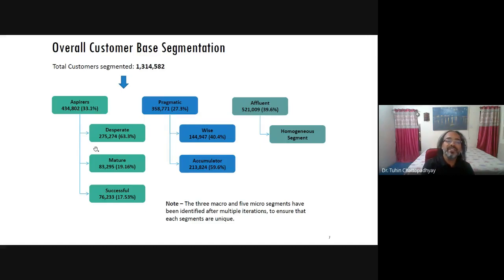First macro segment has got 3 micro segments: disparate, mature, successful. Second macro has got 2 micro: wise and accumulator. Affluent is a kind of homogeneous. And these are the different percentages of the total population they represent. Now let's try to understand why they are called aspirers, pragmatic, affluent.